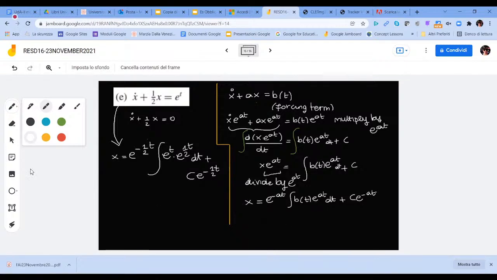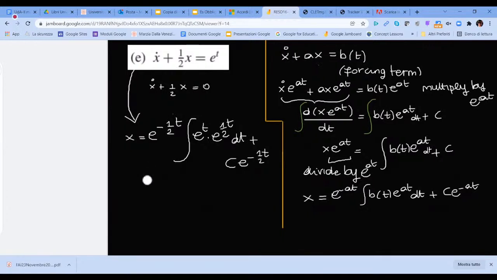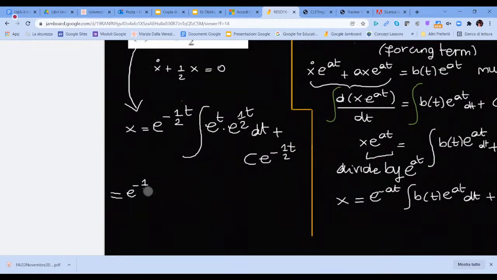So this is the general solution on the right, and we will solve the differential equation on the left. So then x is equal e to the minus 1/2 t multiplied by the integral of e to the t plus 1/2 t, because it's the sum of the exponential. It is 1 plus 1/2, it is 3/2 t in dt plus the constant multiplied by e to the minus 1/2 t.